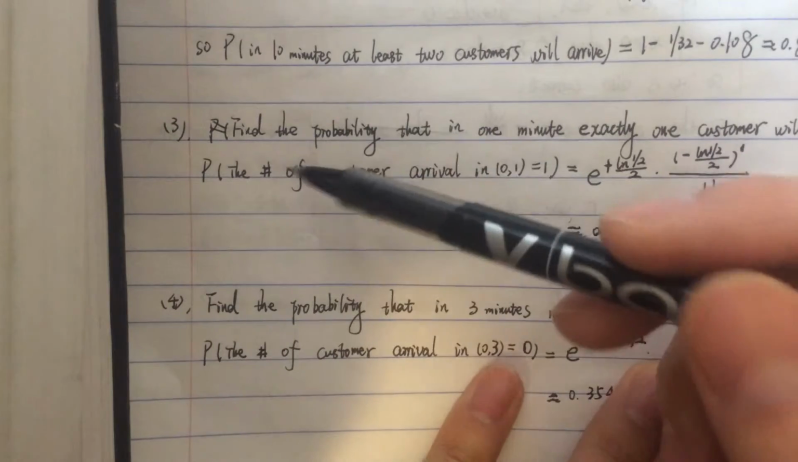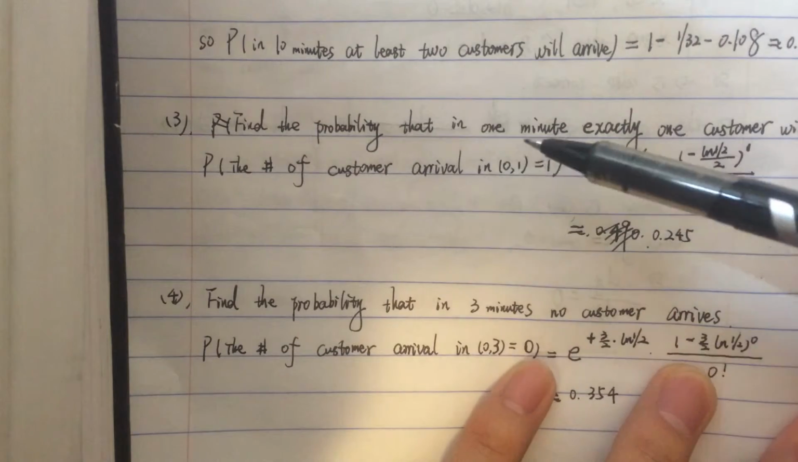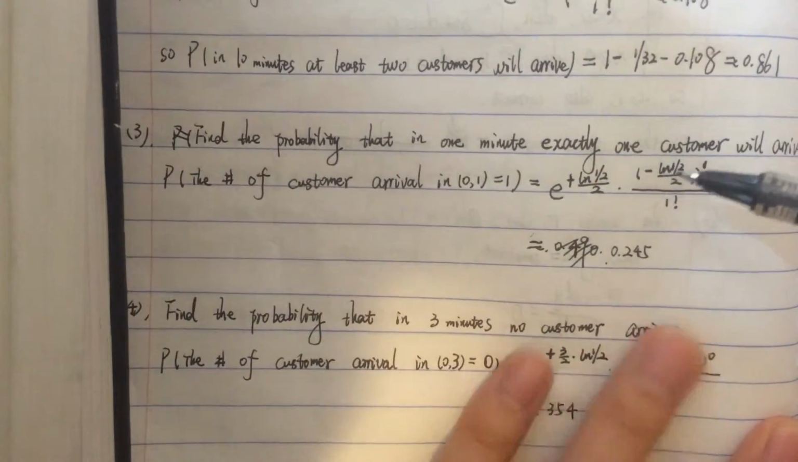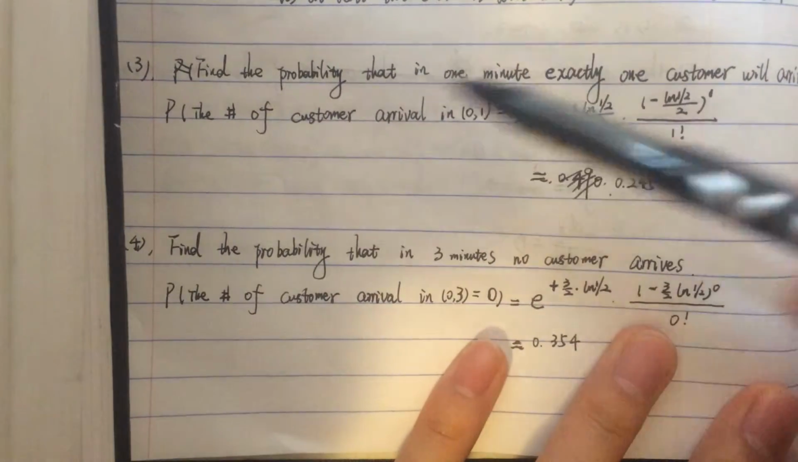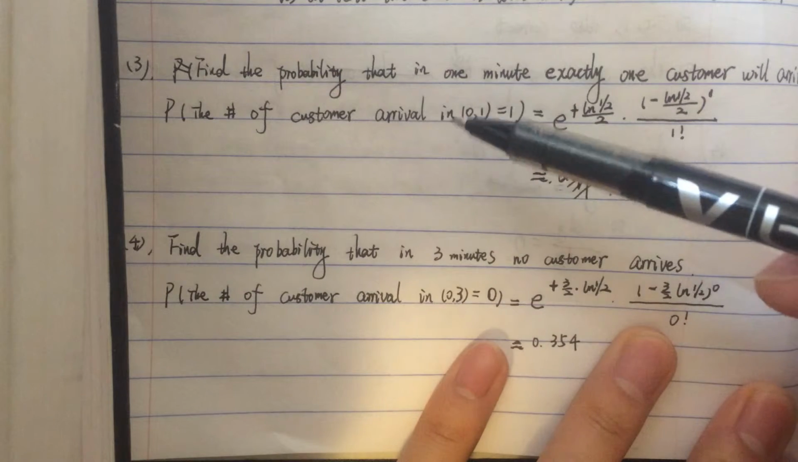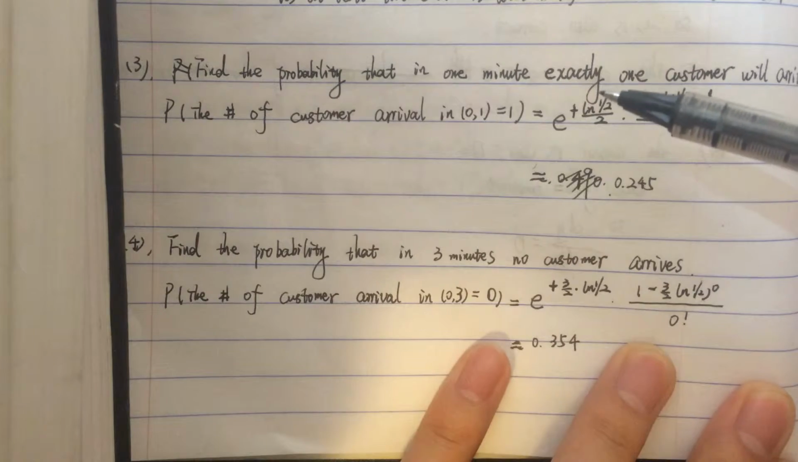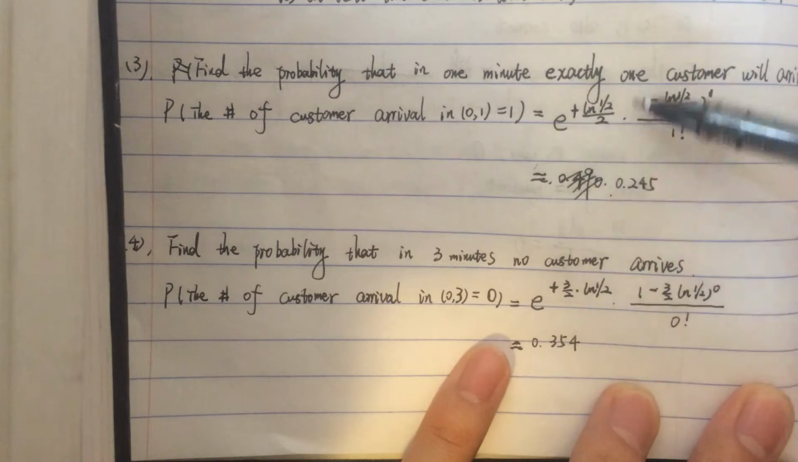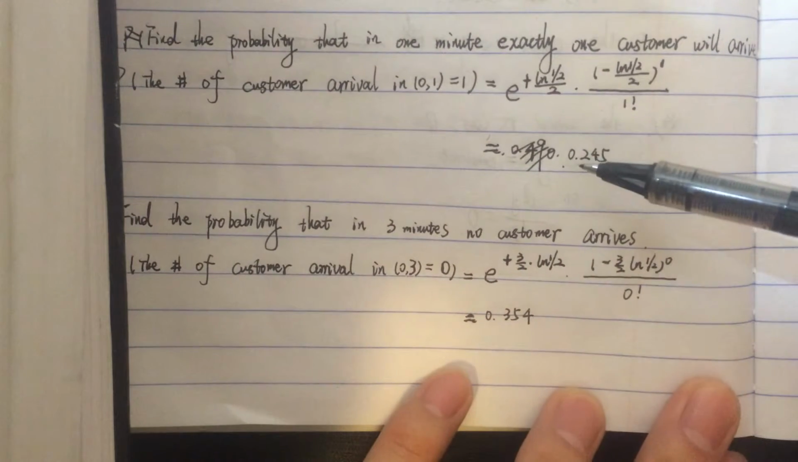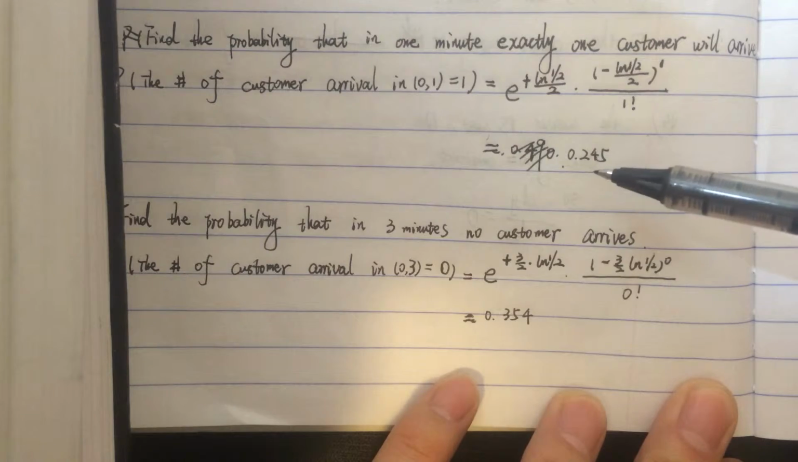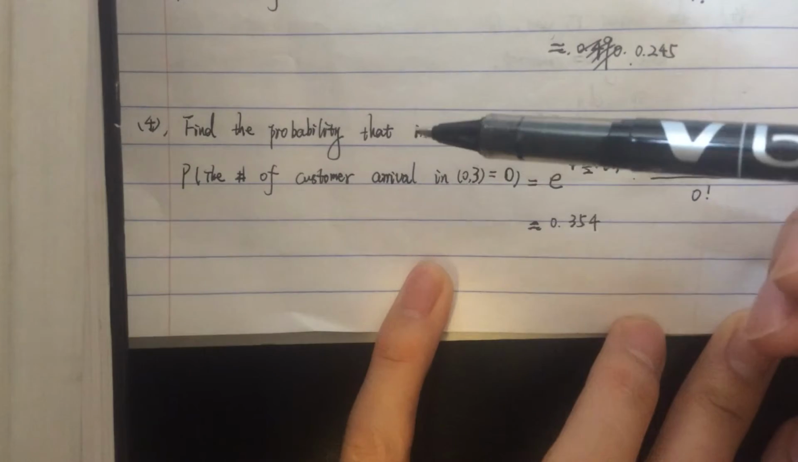Okay, let's solve the third question. Find the probability that in 1 minute exactly 1 customer will arrive. And that is easy. It's just that the number of customers arrived in 1 minute equals 1. So we can substitute these values into this formula. And finally, we get that the probability equals 0.245.